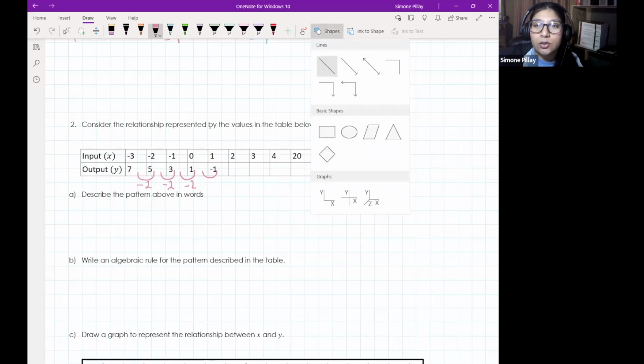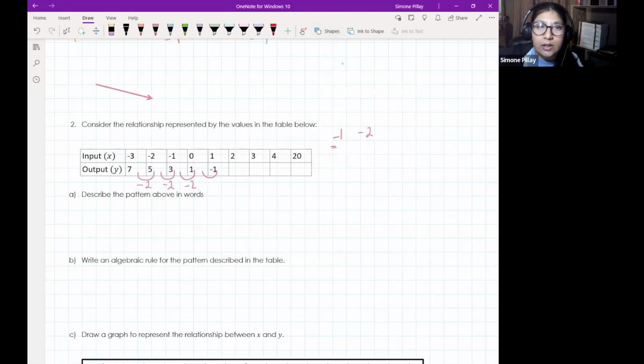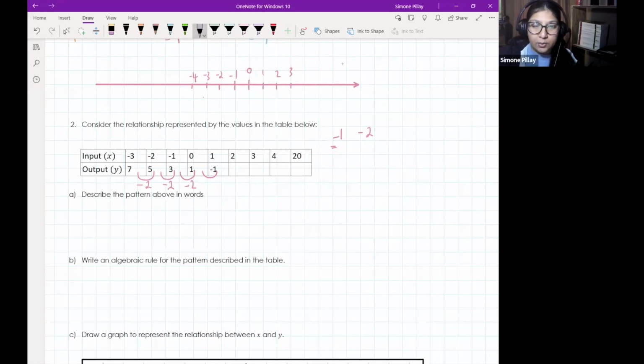No, so let us go and do our trusty little number line. Here we have 0, 1, 2, 3. Here we have -1, -2, -3, -4. Itandile, tell me, what number on the number line do we start at? -1. We're starting at -1.